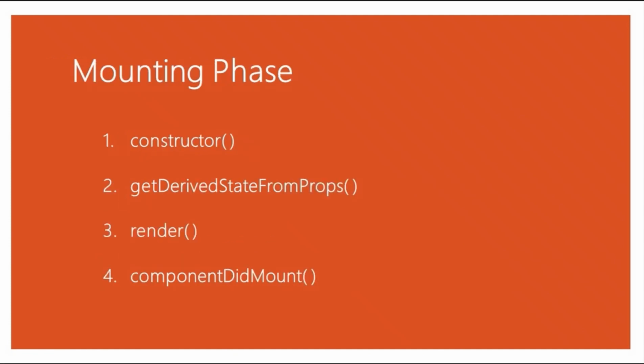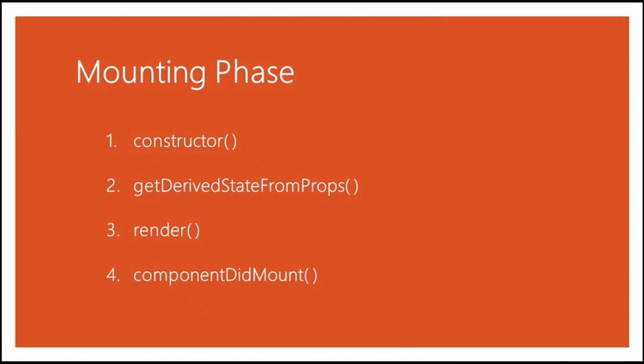Mounting phase consists of four methods: constructor, getDerivedStateFromProps, render, and componentDidMount. We will see each method one by one and try to implement them to get better understanding. Let's start with constructor. This method is called before anything else. It runs only once during initial phase. It is the best place to set up the initial state. Let's create constructor in our class-based component.